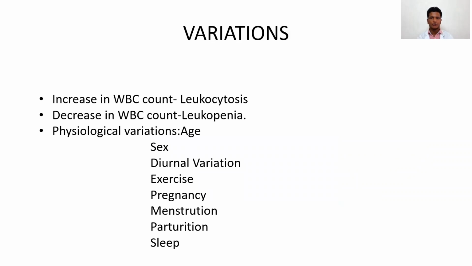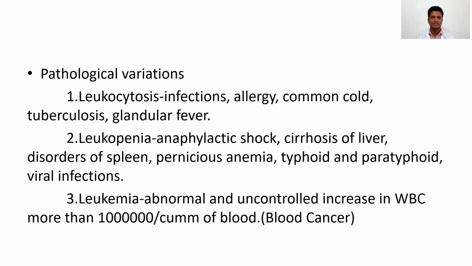Variations: increase in WBC count is leukocytosis. Decrease in WBC count is leukopenia. Physiological variations are seen in age variation, sex variation, diurnal variation, exercise, pregnancy, menstruation, parturition, and sleep. Pathological variations are leukocytosis, leukopenia, and leukemia. Leukocytosis is commonly seen in infections, allergy, common cold, tuberculosis, glandular fever, etc. Leukopenia is seen in anaphylactic shock, cirrhosis of liver, disorders of spleen, pernicious anemia, typhoid, paratyphoid, and viral infections.